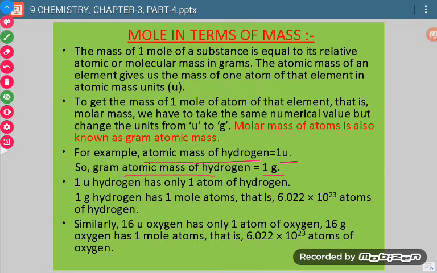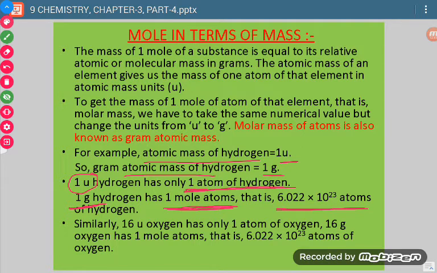It means if I take one unified mass of hydrogen, then I am taking only one atom of hydrogen. But when I am saying 1 gram, then it means I am taking 1 mole of hydrogen atoms. In 1 gram of hydrogen, there are these many atoms, whereas in 1 U unified mass of hydrogen, there is only 1 atom of hydrogen.